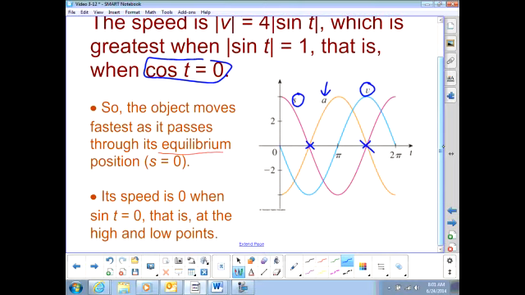And its speed will be 0 anytime sine is equal to 0. Well, this is when the cosine graph is at its highest and lowest points. And that kind of makes sense. It'll have a speed of 0 for an instant when it reaches either positive 4 or negative 4 when it goes to change directions.